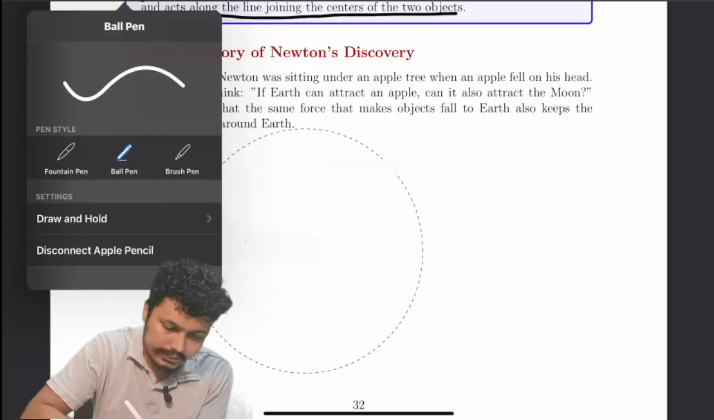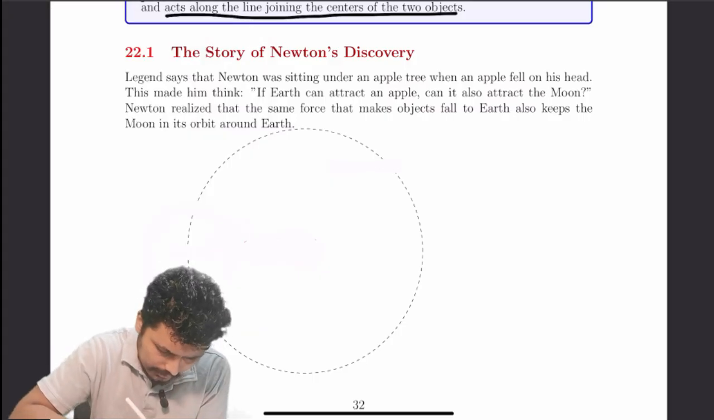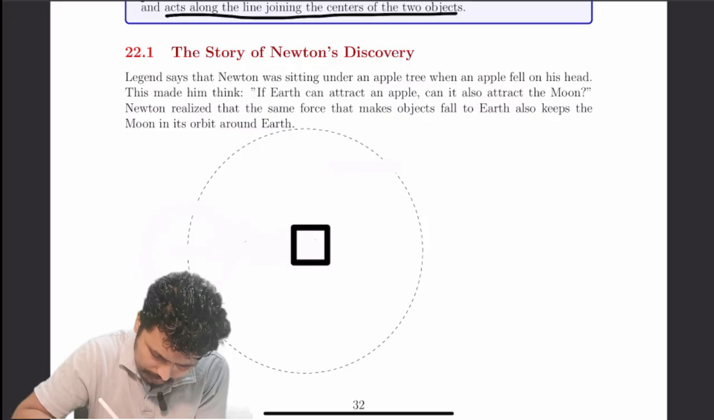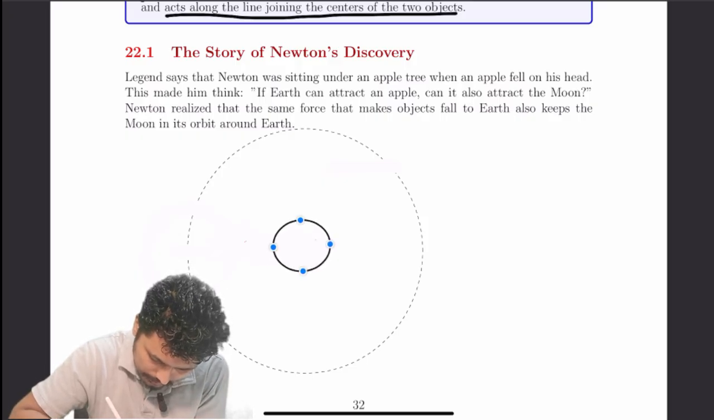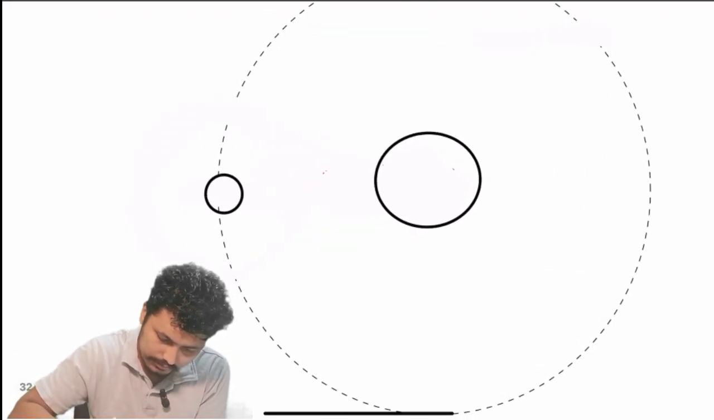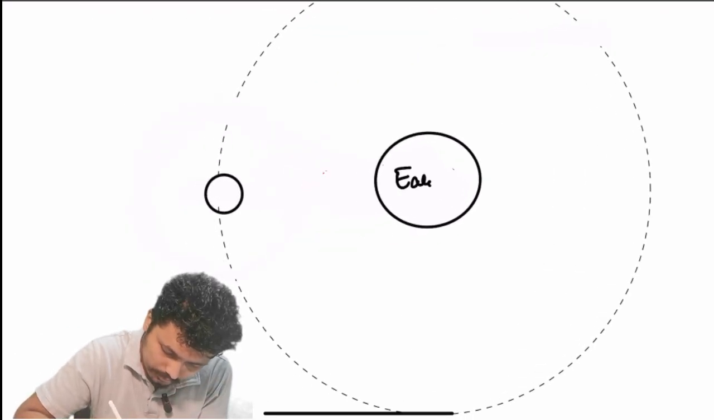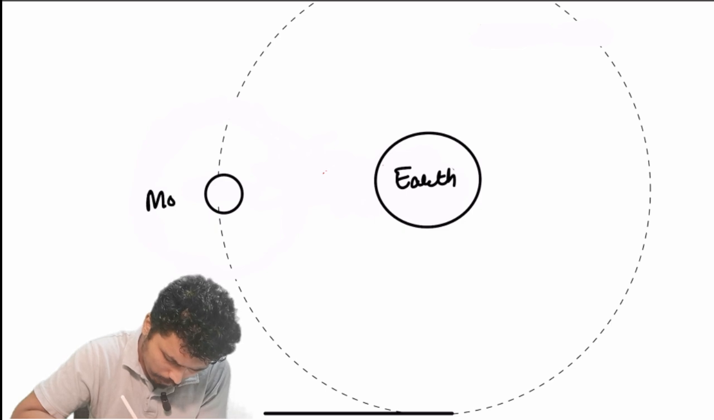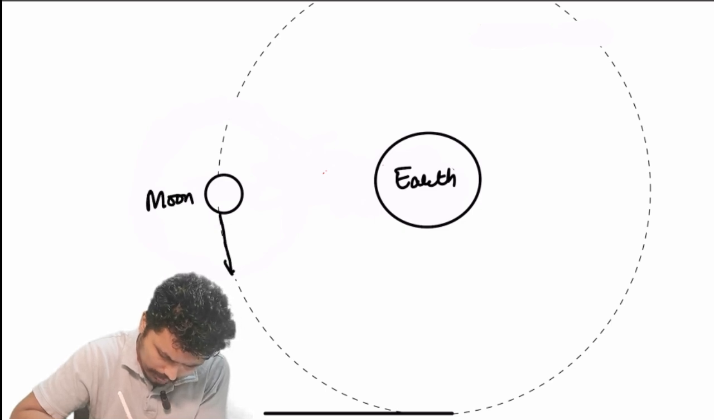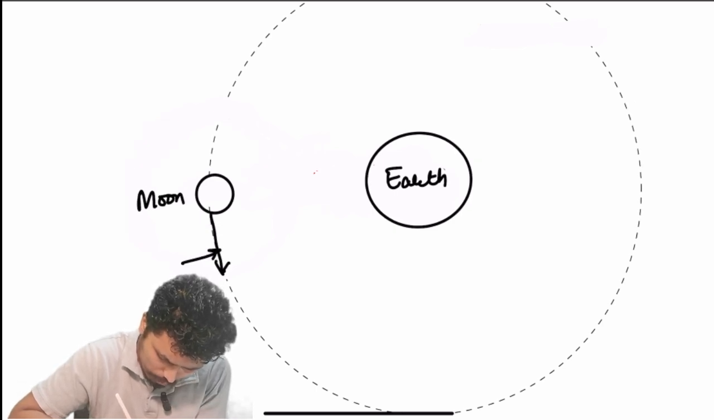Okay, let's say there is earth. This is my earth. And here is my moon. This is earth and this is moon. So moon is rotating around the earth, and this is called moon's orbit.